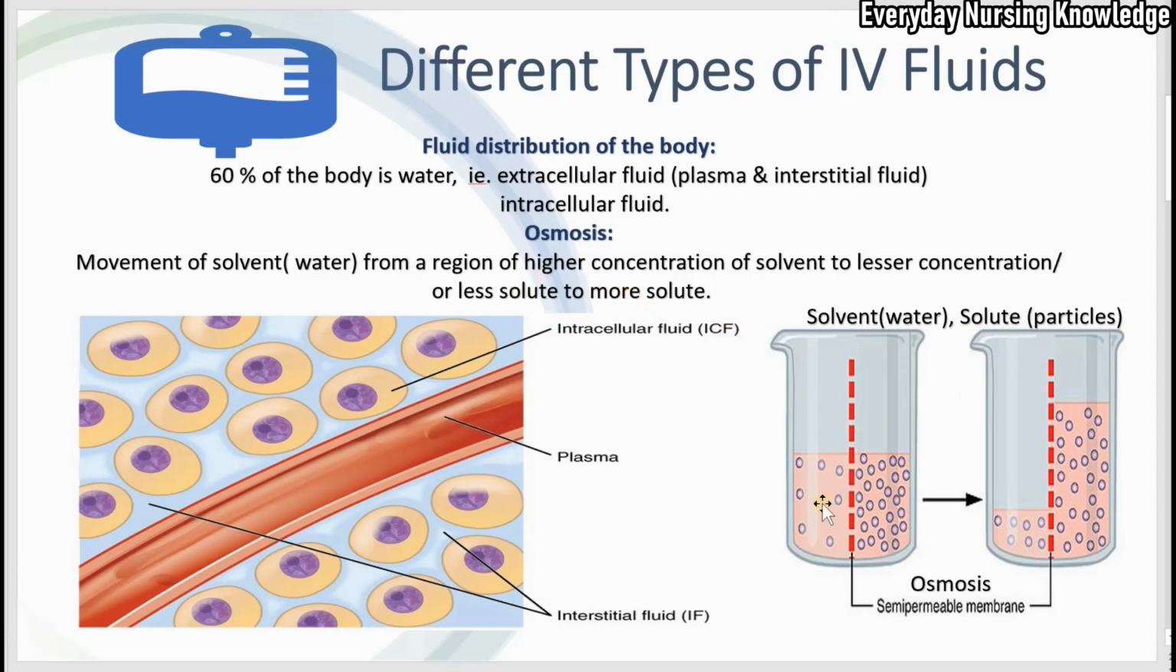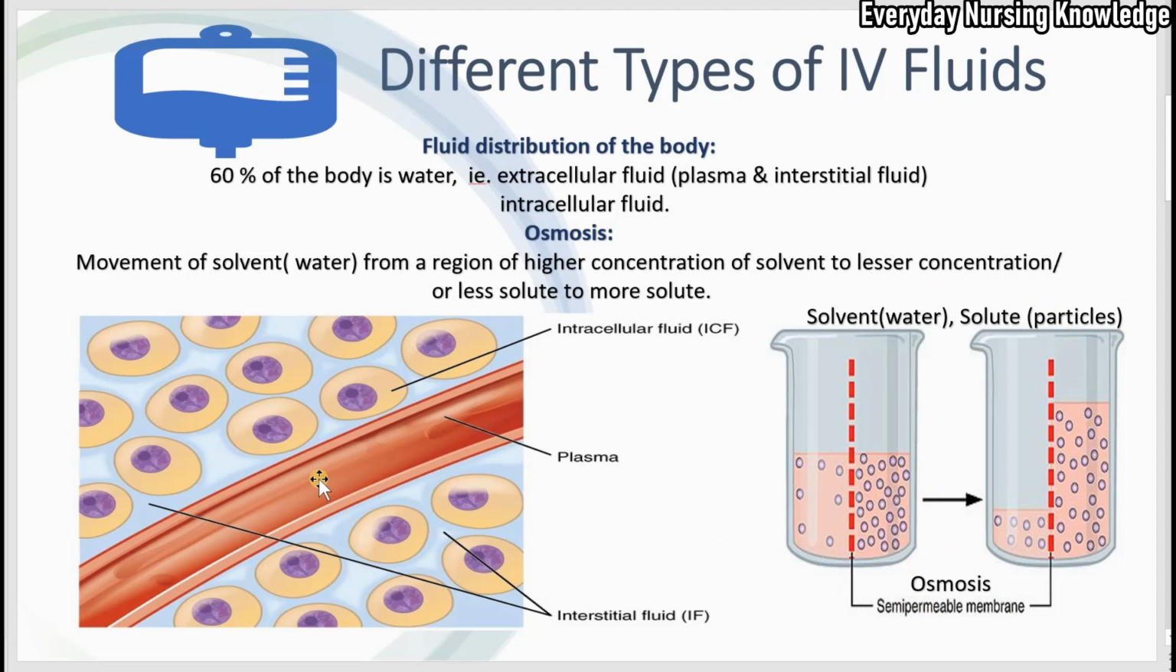Example, in this picture you can see two compartments. In the first there is more water and less solute, whereas in the second you can see less water and more solute. So you can see water moves from a higher water area to a lower water area, or water moves from an area of less solute to an area of more solute. That is osmosis. So osmosis you can describe in terms of solvent or solute. And this movement through a semi-permeable membrane is called osmosis.